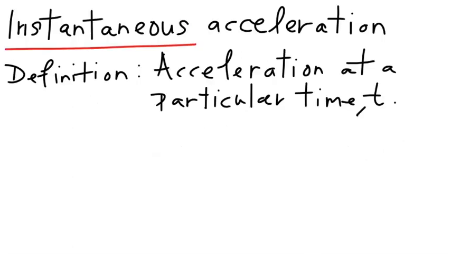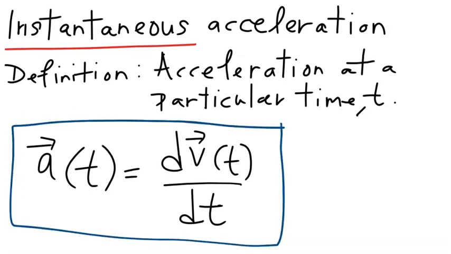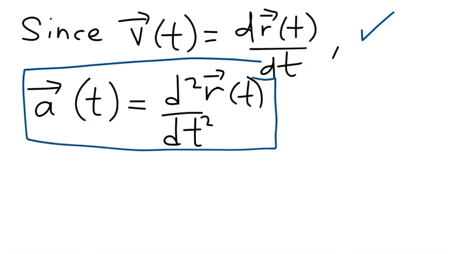Now let's look at the instantaneous acceleration. It is an acceleration at a particular time t, and it is not measured over a time interval. The mathematical definition for instantaneous acceleration is as given, so it represents the rate of change of velocity. And note that since instantaneous velocity can be written as time derivative of position vector, then instantaneous acceleration can be written as the second time derivative of the position vector.